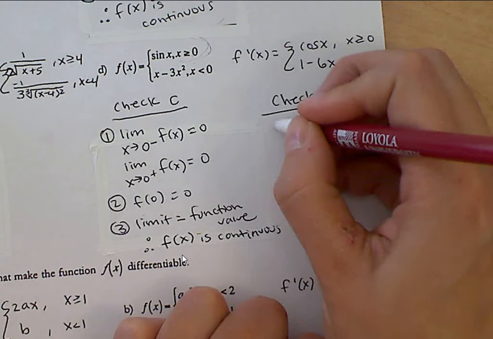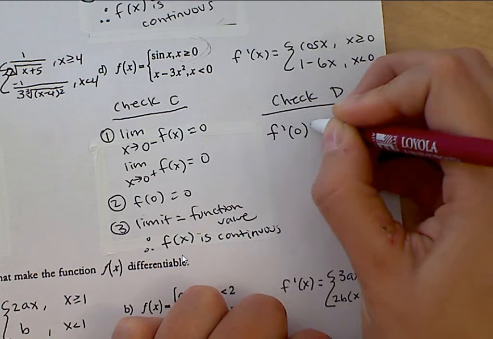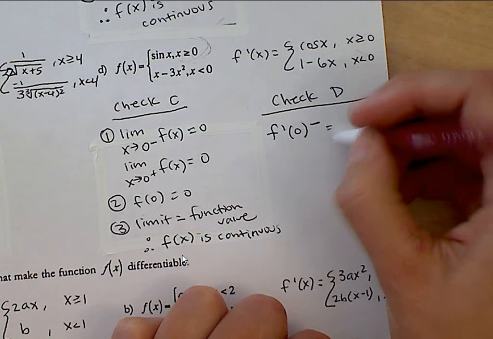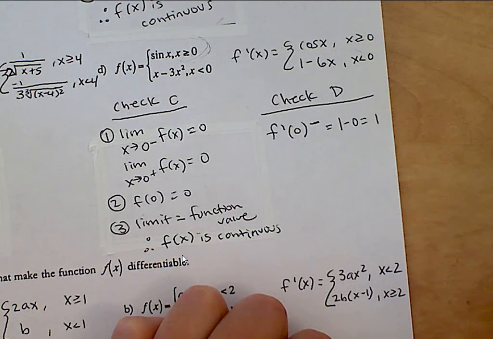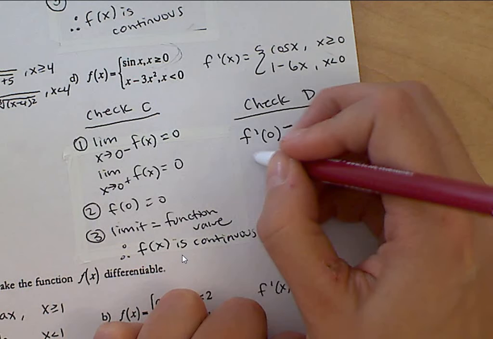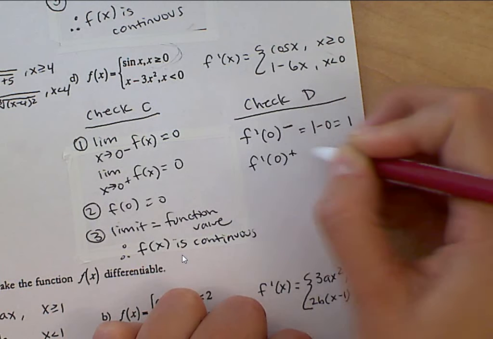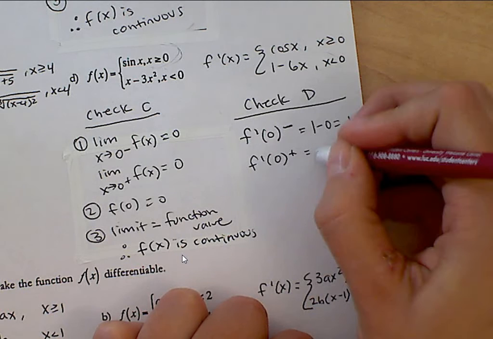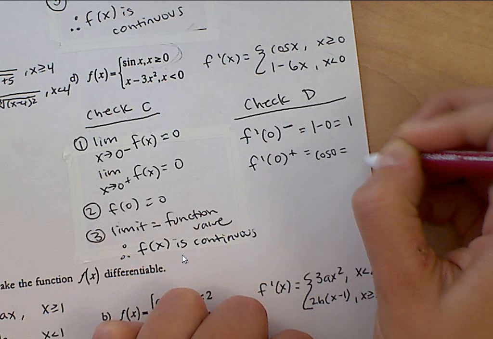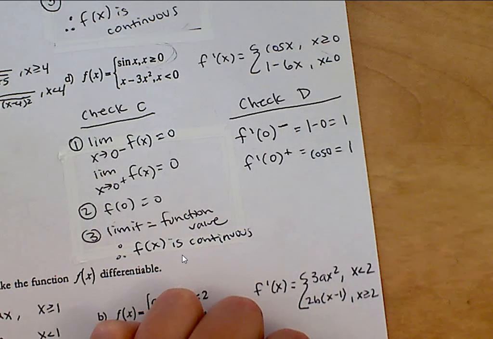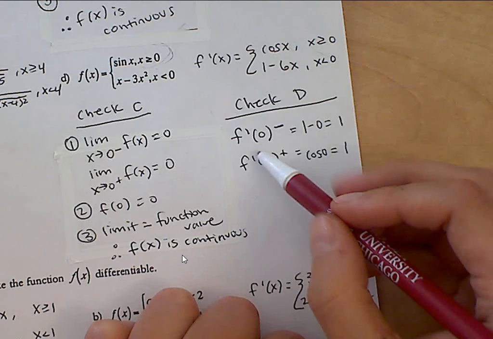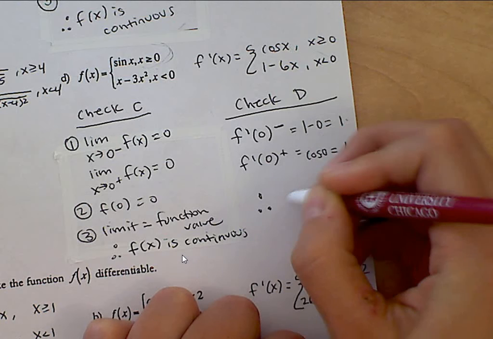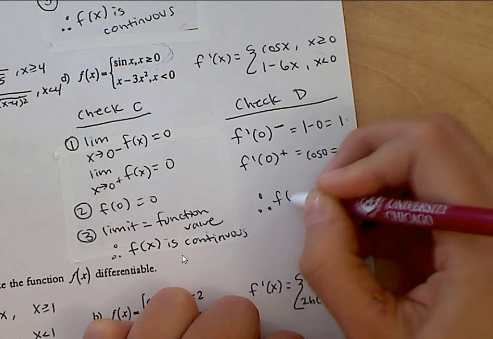So f prime of 0 from the left, we'll use this bottom function. F prime of 0 from the left would be 1 minus 0, which is 1. And then f prime of 0 from the right, I will use the top function, cosine. Cosine of 0 is equal to 1. So, since the derivative from the left equals the derivative from the right, and it is continuous, then I can say that f of x is differentiable.